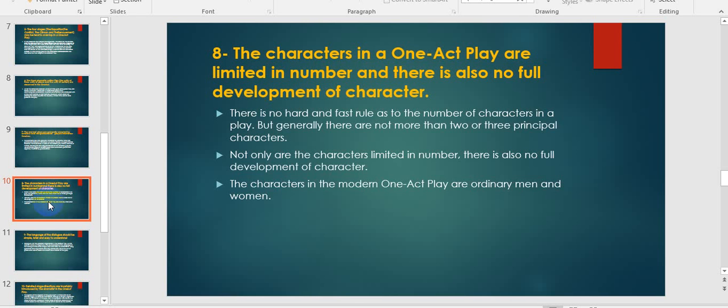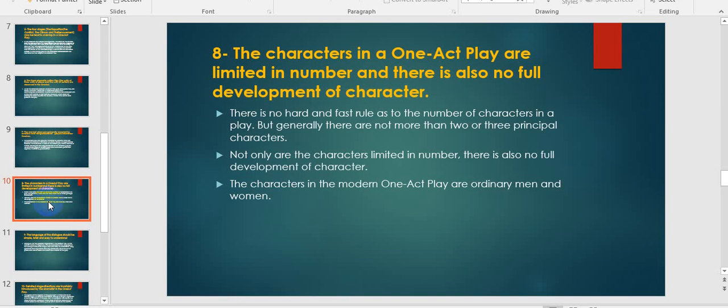Not only are the characters limited in number, but there is also no full development of a character. The dramatist has no time to present the character through the different stages of their development. All different aspects of a character are not presented. The attention is focused on only 1 or 2 salient aspects of the character. They are brought out by placing the characters in different situations and circumstances.